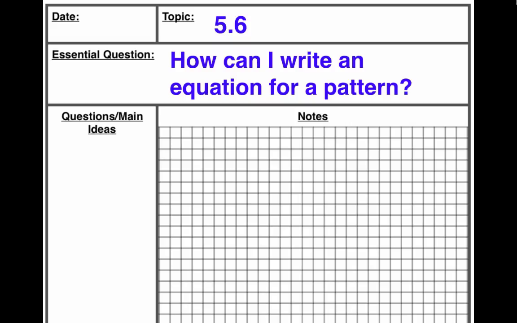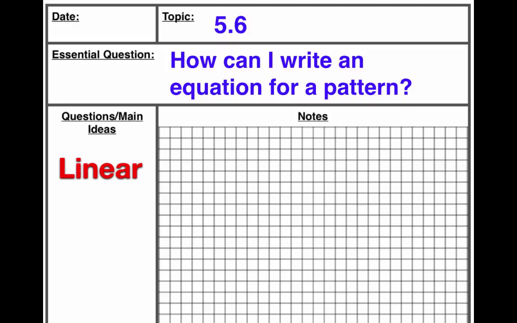Essential question today is how can I write an equation for a pattern? So we are really working hard on looking at patterns and making tables and drawing graphs. And we are going to continue that work today, but let's kind of get into a couple things.